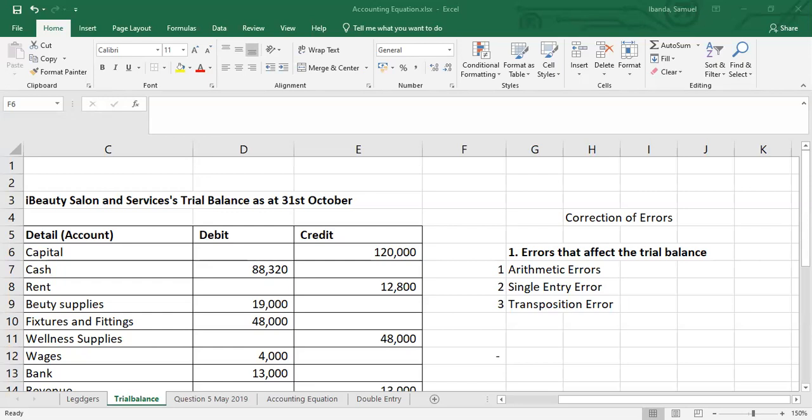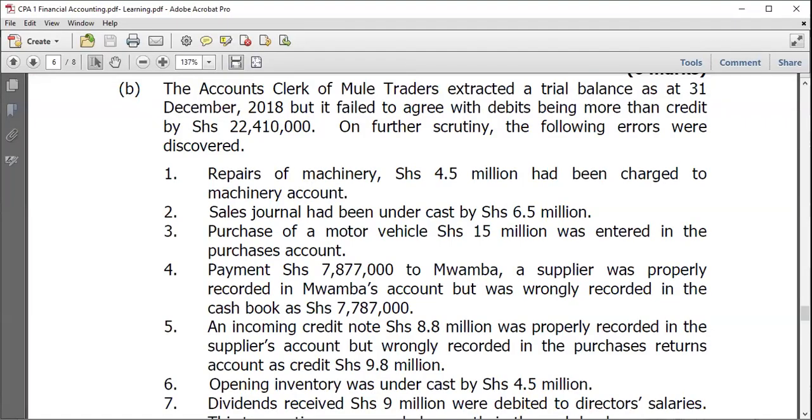If you have, okay, sample us on how to transfer them to the suspense account. Now, I wish to say that it is only those errors that affect the trial balance that would be corrected through the suspense account. It's only those errors. I'm going to sample you on one of the errors.